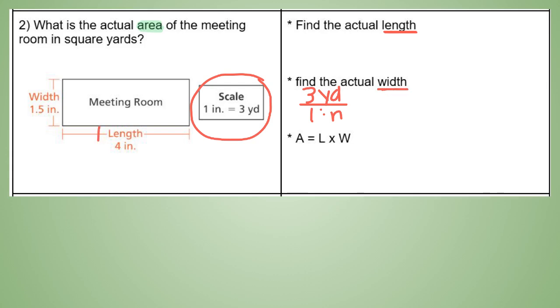You're right. We went ahead and we already figured that out. That was the answer to question number 1. So we already know that this is actually 12 yards. So we really only have to figure out the width. So I want you to pause me. You're going to figure that out. And then to find the area, you're going to take actual length times actual width.